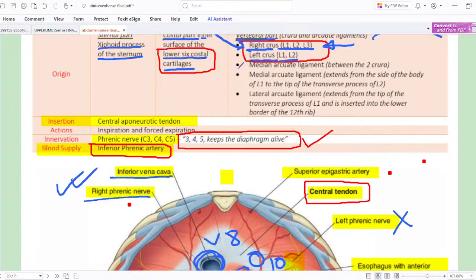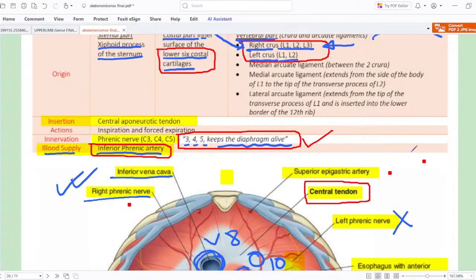Phrenic nerve, cervical 3, 4, 5. 3, 4, 5 keeps the diaphragm alive. A kind of mnemonic you can remember. And blood supply is by the inferior phrenic artery.